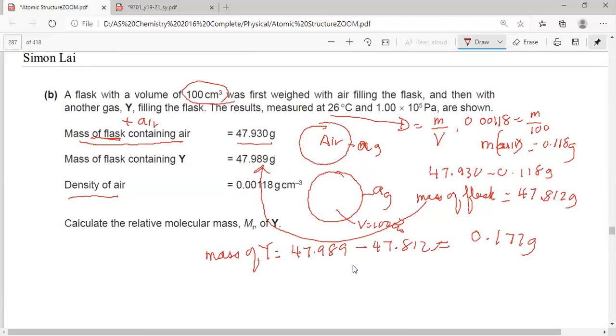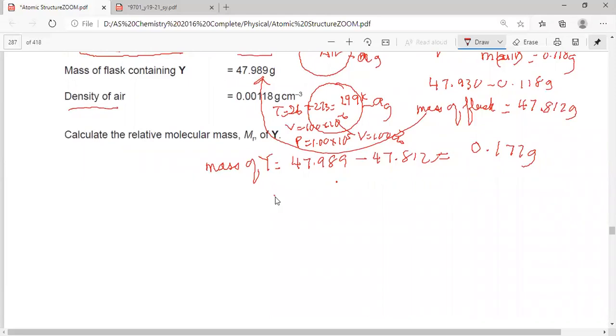Temperature here is 26 plus 273 equals how much? 299 Kelvin. Volume is how much? 100 times 10 to the power of minus 6. Pressure is the same, in pascals. So I can now use PV equals m over Mr times RT.